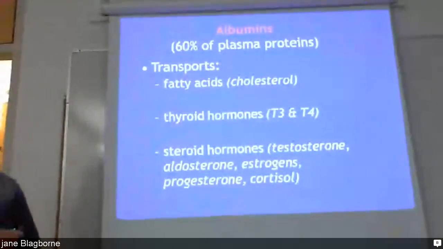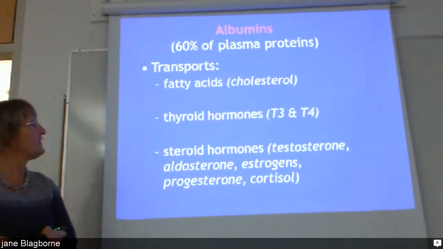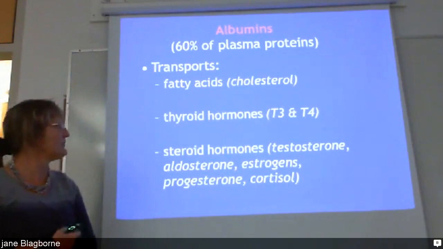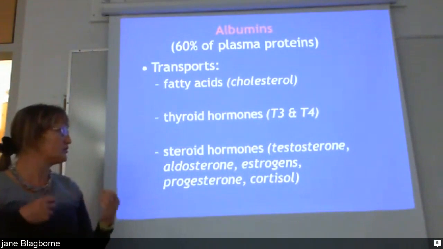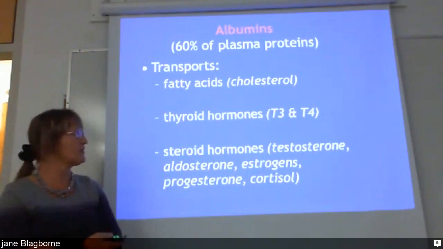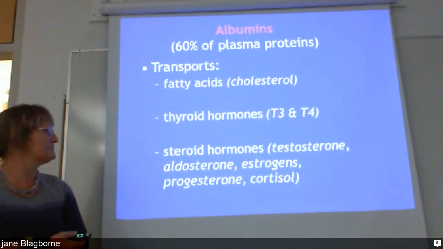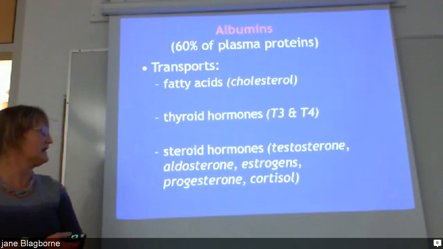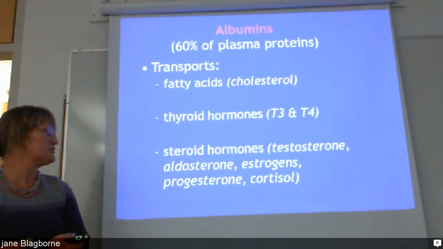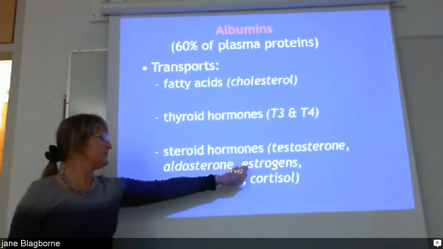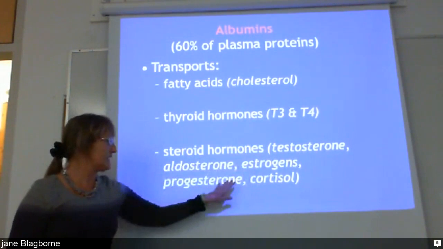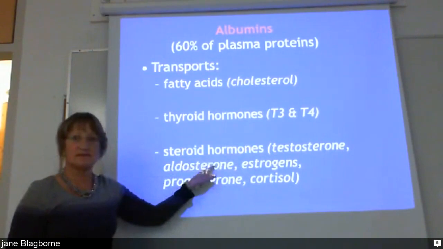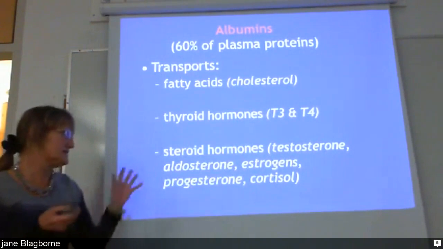Okay. Albumins are 60%, which is the largest part of plasma proteins. And they transport fatty acids and cholesterol. They transport thyroid hormones, which we're going to be talking about, endocrine and thyroid, in the next part of the class, the blood. So we'll be reviewing that again. And steroid hormones, like your ovaries produce the estrogen and progesterone, and the testosterone is from the male gonads, right? So the sex hormones.